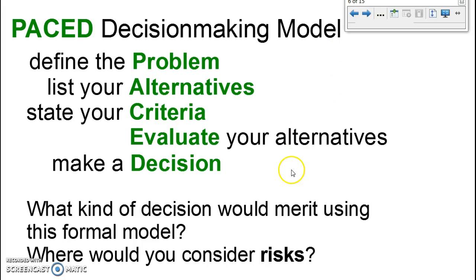Where would you consider risks? Where do risks fit into this? I would say risks are part of your criteria. So if you think that you might have a loss as a result of a particular spending decision or saving or borrowing decision, you would want to consider that as part of the criteria.